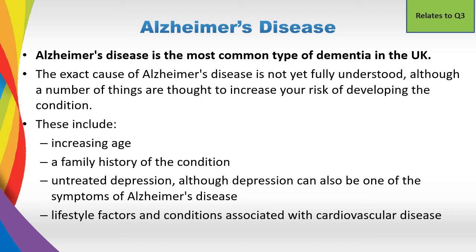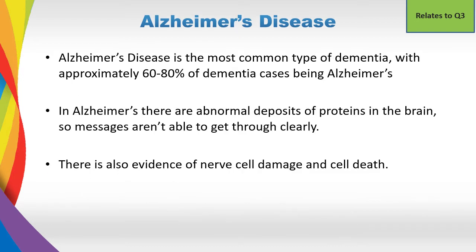When we say lifestyle factors regarding this part, we're looking at things like poor diet, not exercising, not moving around enough, not getting the heart pumping. And conditions associated with cardiovascular disease, so things like high cholesterol, again, poor diet leading to that. Anything to do with your heart, basically, heart attack, stroke. Alzheimer's disease is the most common type of dementia, with around 60 to 80% of dementia cases being Alzheimer's.